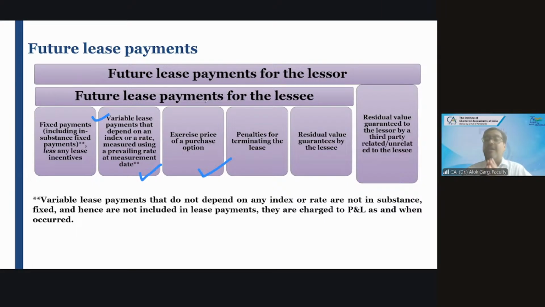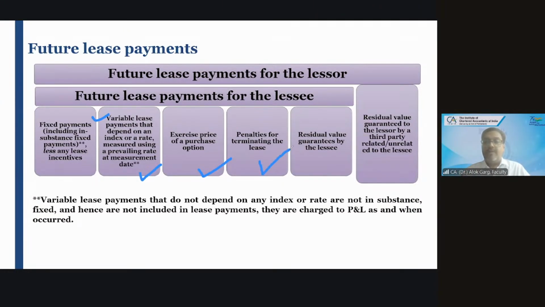the lease contract allows a purchase option to Saminathan. And the exercise price was kept at 50,000 rupees for the purchase option. Saminathan is reasonably certain that he is going to exercise this option after 6 years, because after 6 years he is getting the car at 50,000 rupees. It is hardly any money, right? So if there is a reasonable certainty to avail the purchase option, then the exercise price will also be considered as a lease payment.